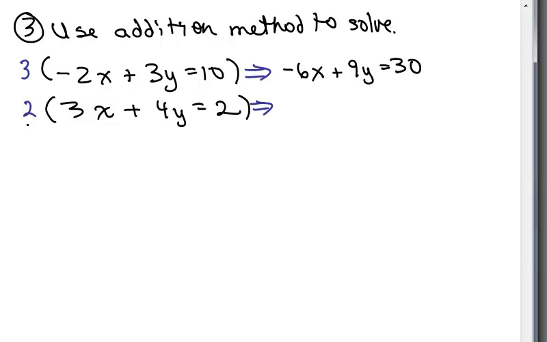Second equation, we're going to multiply by 2 on both sides of the equation. 2 times 3x is 6x. 2 times 4y is plus 8y. And 2 times 2 is 4. Forgot the equal sign.